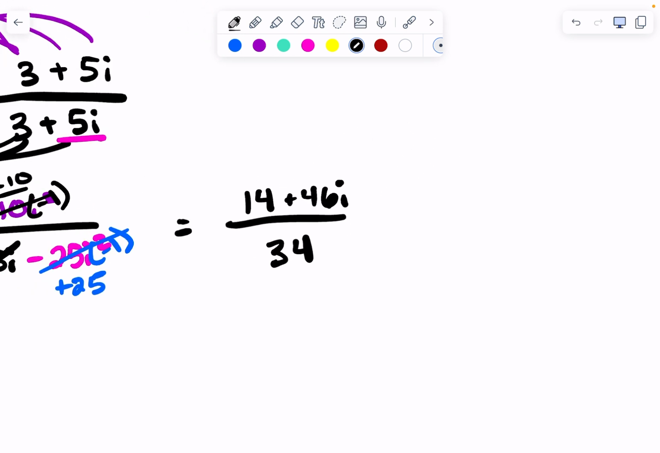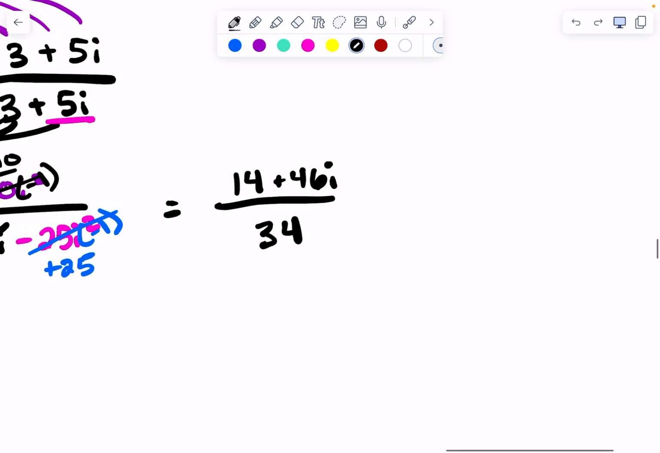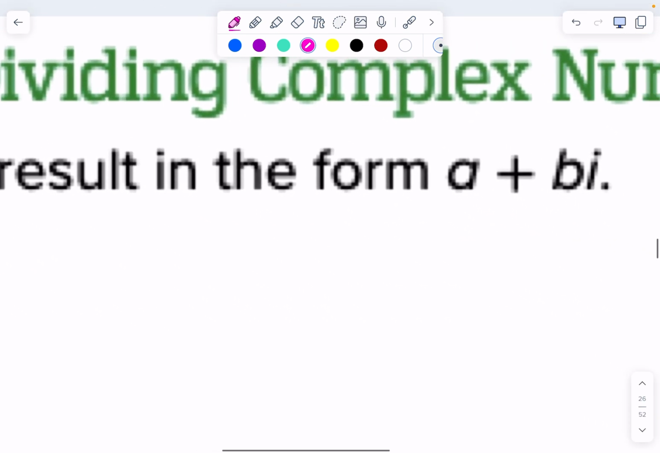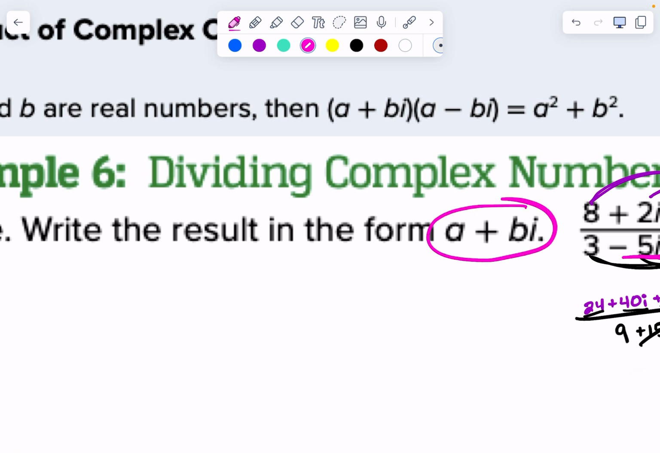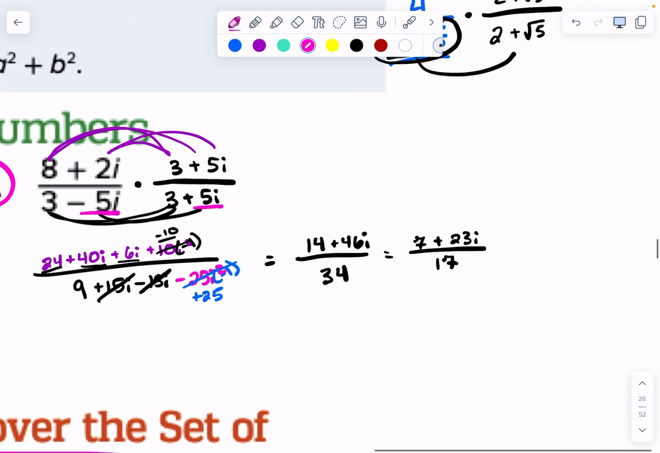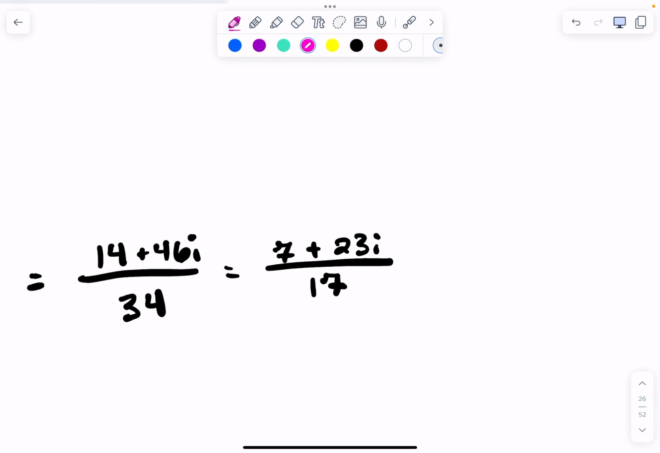I don't think any more than that, because 14 would just be 2 and 7. Right? Okay, so we divide by 2. This is 7 plus 23i over 17. Now, here's the deal. I would accept that as a final answer, but they ask up here to write the result in the form of a plus bi. Okay, so kind of like we just did on that last homework problem. They want you to separate it out into the two pieces.